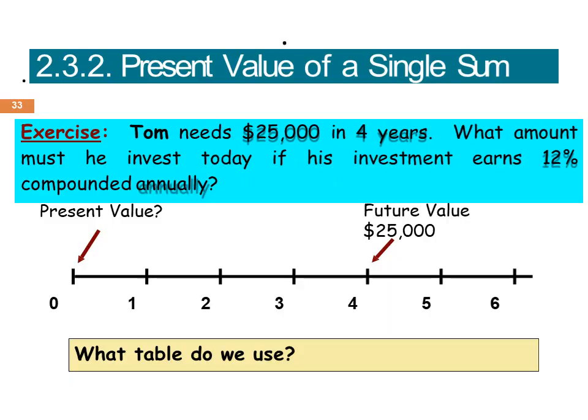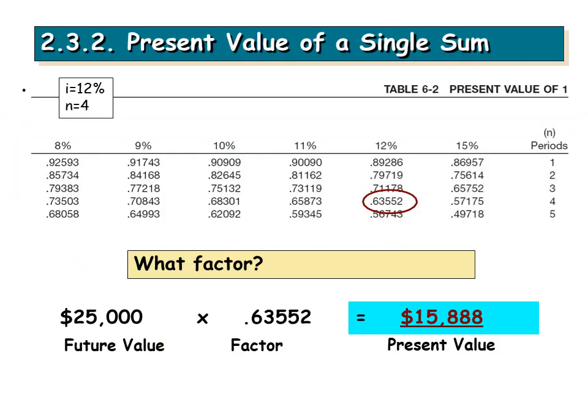With the same style, we can calculate this individually. Our factor is 0.6355 because our n, or our time, is 4. Then by multiplying the present value factor with the future value, we can get 15,880.